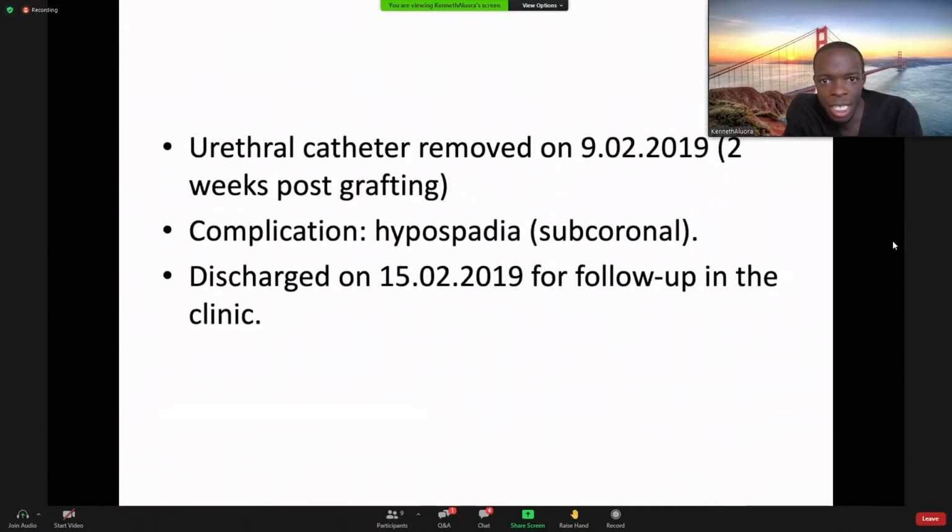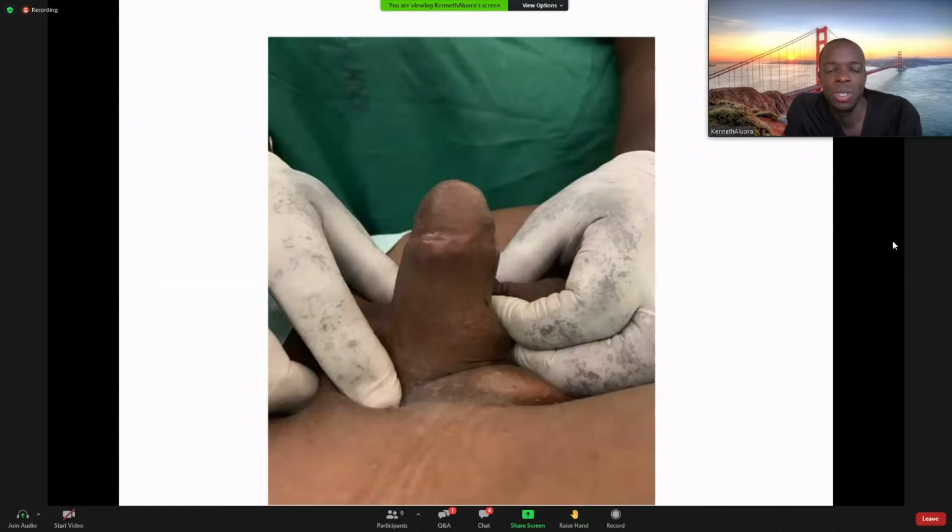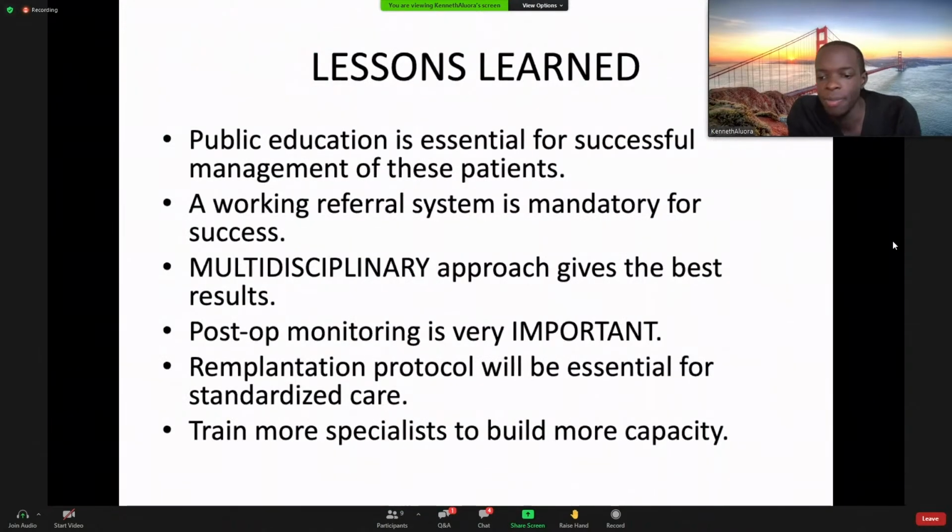And then the catheter was removed 2 weeks after grafting, and the current complication is the hypospadias, and the patient was discharged. This was taken on table, which was beyond the scope of my talk, but this was an image taken on table before we tried to repair the hypospadias. Notably, when we saw him on Tuesday, he's actually doing well, and is even able to get erections and ejaculate well, but the problem is now the hypospadias.